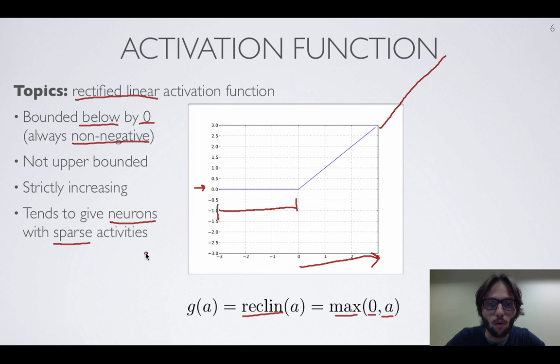And so those are the 4 popular choices for the activation function of a neuron.